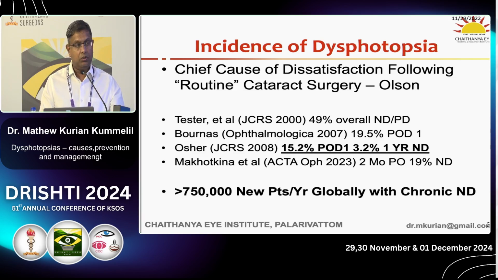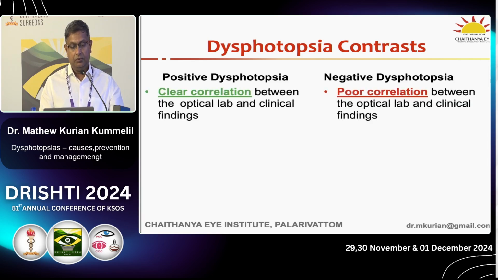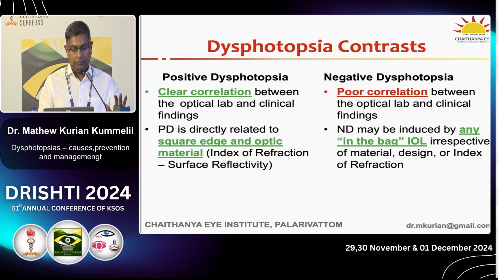And almost 750,000 people globally experience this. So what's the difference between negative and positive dysphotopsia? In positive dysphotopsia, there is a clear correlation between the optical lab and clinical findings. In negative dysphotopsia, the understanding of the correlation is poorer. Positive dysphotopsia is directly related to the square edge optic design and the index of refraction of the optic material, whereas negative dysphotopsia can happen in any in-the-bag IOL. So if you don't place it in the bag, you have solved it.